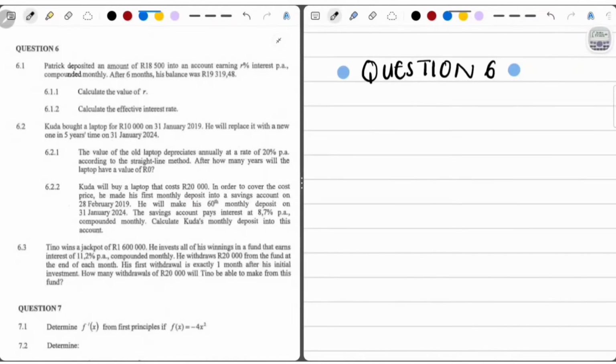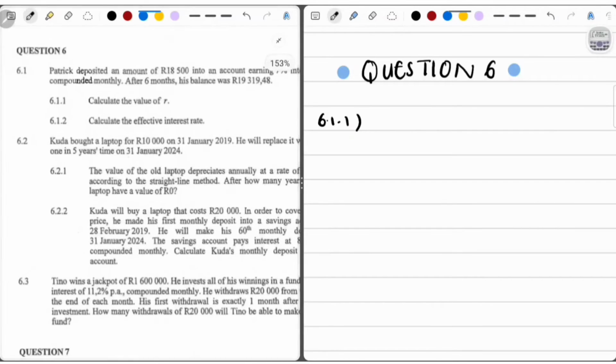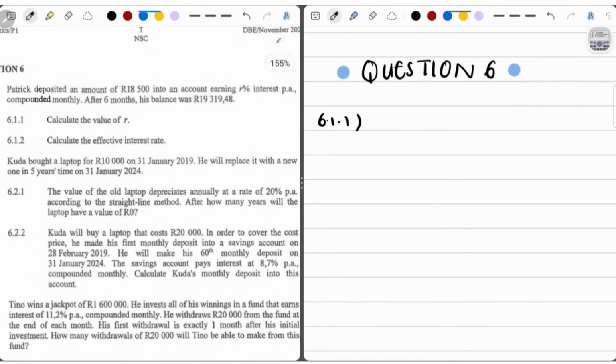Okay, so now we are on question 6. Question 6 is on financial maths. 6.1 says Patrick deposits an amount of 18,500 into an account earning R% interest per annum compounded monthly. After 6 months, his balance was 19,319 rand and 48 cents. So the first question is we need to find the value of R.